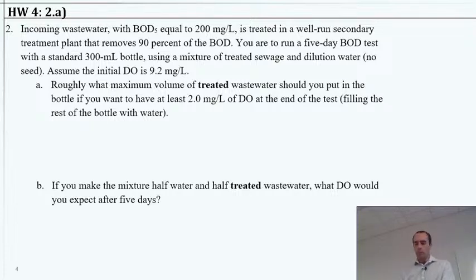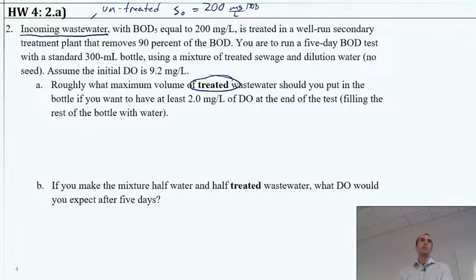Now, before we move on too far, we have to highlight that the problem is set up telling us we have incoming wastewater. So that means untreated. And this S initial is 200 milligrams per liter of BOD. Now, then we're told that the wastewater is treated. And in the parts A and B, I'm highlighting it's treated, right? What we're dealing with then is treated.